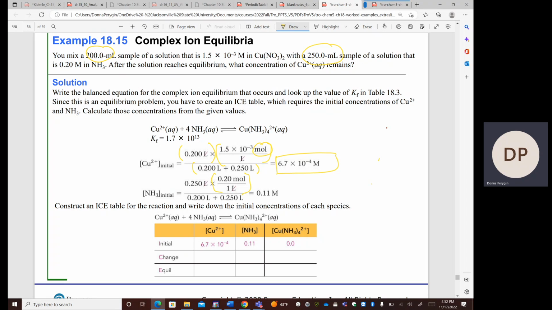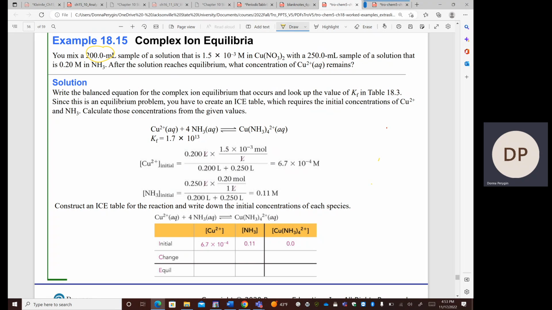Multiply the molarity of the ammonia solution times the volume of solution and get the moles of ammonia. Divide by the new volume after we mixed it, 0.2 liters plus 0.250 liters, and we get 0.11 molar. Now we need to construct an ICE table and plug these new concentrations into our ICE table so we can calculate how much we have at equilibrium.